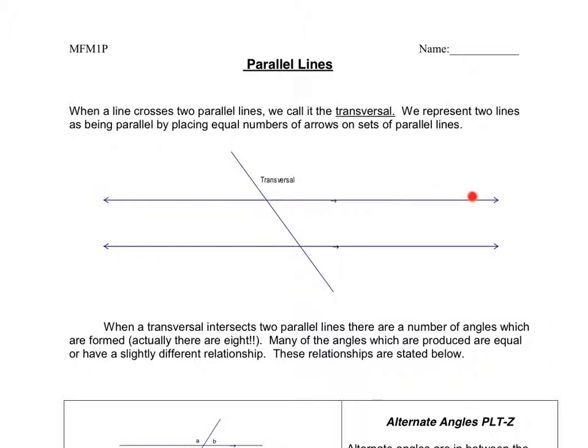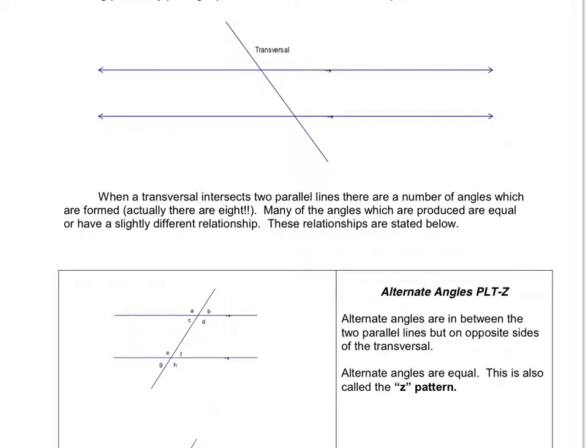So to start off with, these two lines here are parallel. I know that because they are both indicated with an arrow, meaning that they are parallel to each other. We see that they have another line that cuts through the two parallel lines. This is called a transversal line. When a transversal line intersects two parallel lines, a number of angles are formed that have a relationship, and we are going to look at the different relationships below.